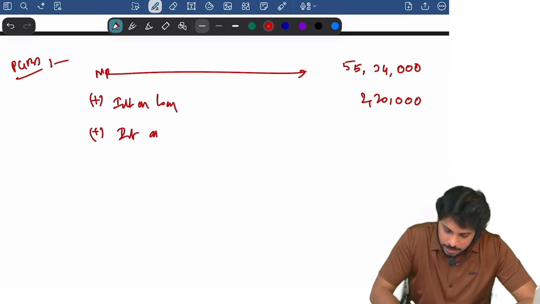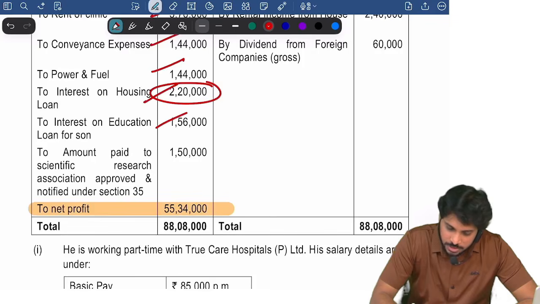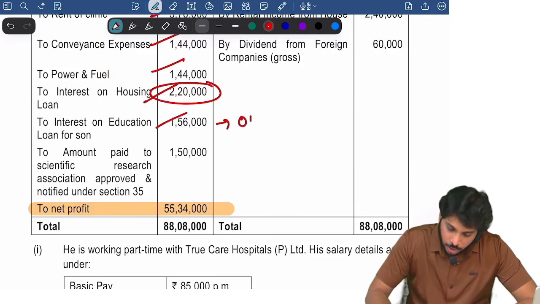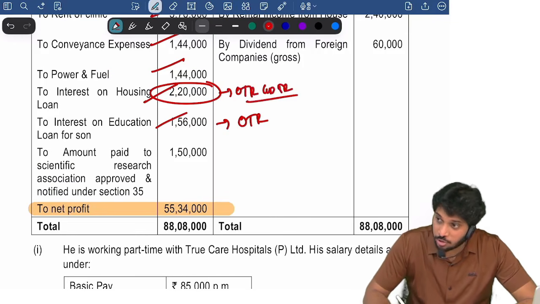That's an 80E item. Interest on education loan, how much is that? 1,56,000. Remember, first we are computing tax under, yes or no? This is optional tax regime and default tax regime, because the let out portion is also there.